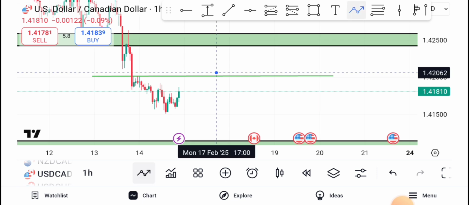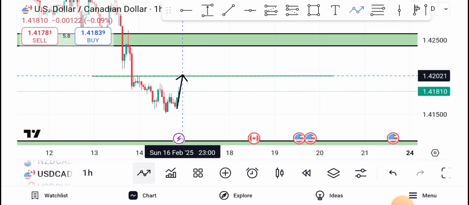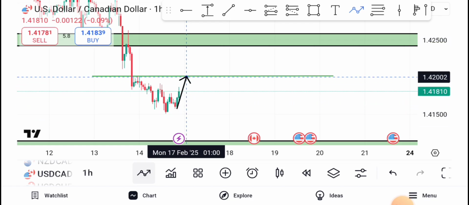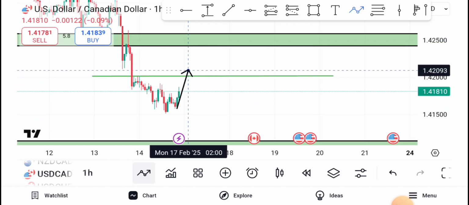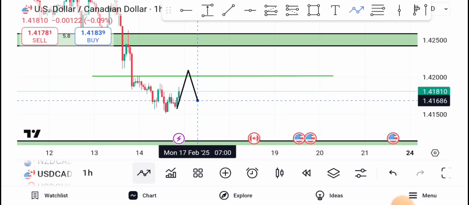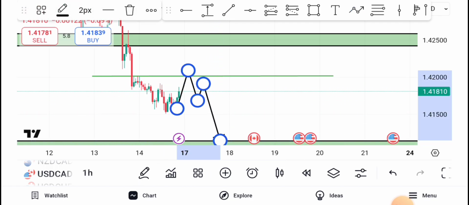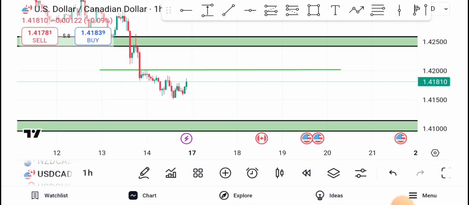Okay, so I'm expecting the market to break this level. We come here and then we sell. But if price fails to do that too, you find an entry during the change of character to the downside.